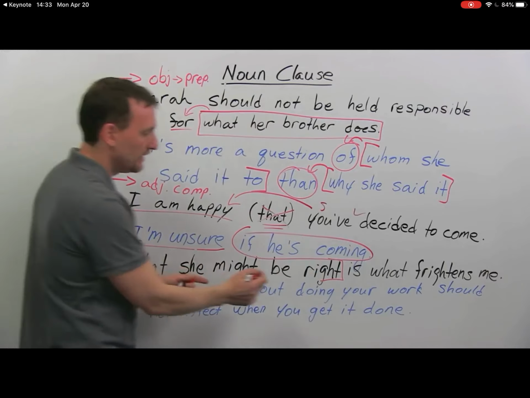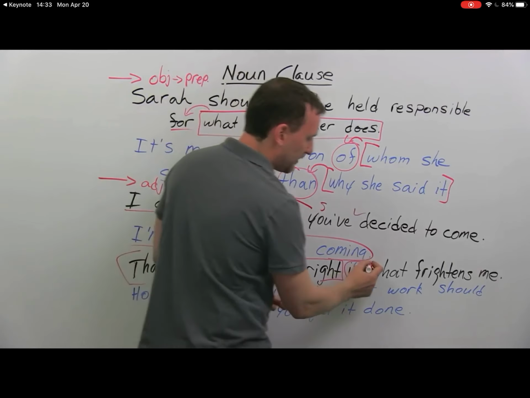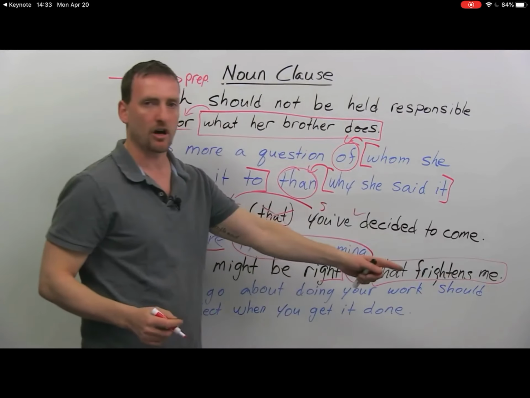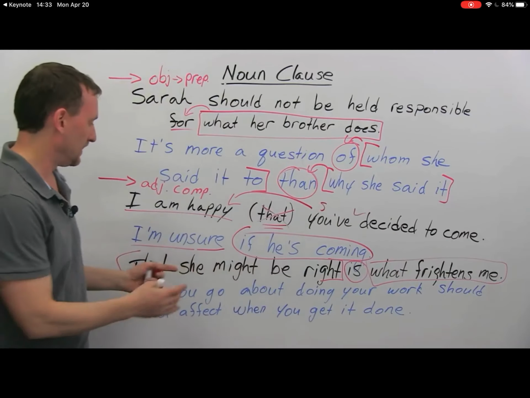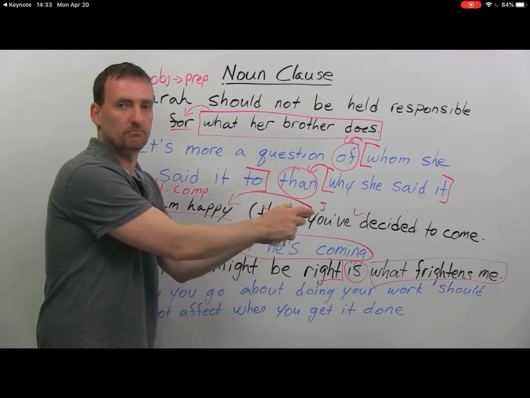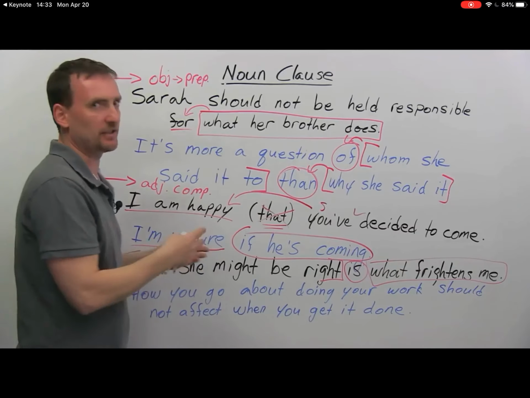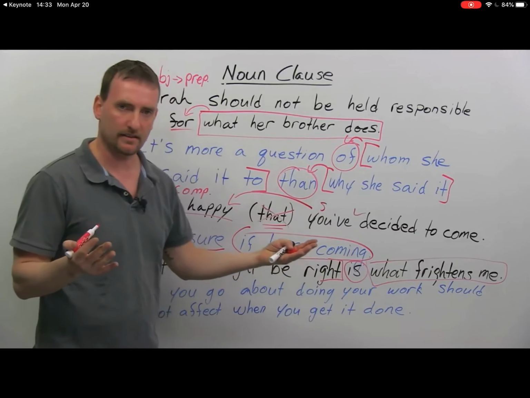This is your noun clause subject. This is your main verb. What frightens you? Noun clause again as subject complement. Her being right scares me. Her being right is another way to say it scares me. But some people like to have very fancy, very long sentences.